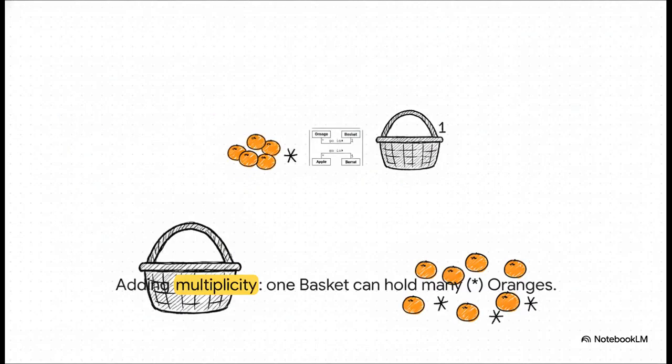Okay, now we can add a little more detail. This is called multiplicity. See that star next to orange? That just means many. And the one next to basket means, you guessed it, one. So this diagram now clearly tells us that one basket can hold many oranges. See, it's getting much more precise.